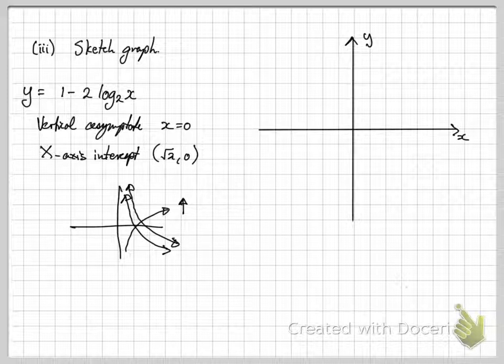Alright, so all we can do is mark in the x-axis intercept at somewhere, root 2, and sketch it in. Something like that.